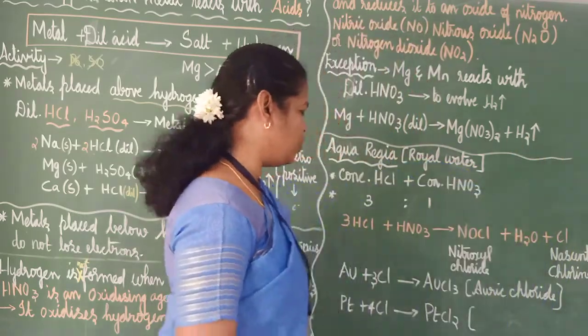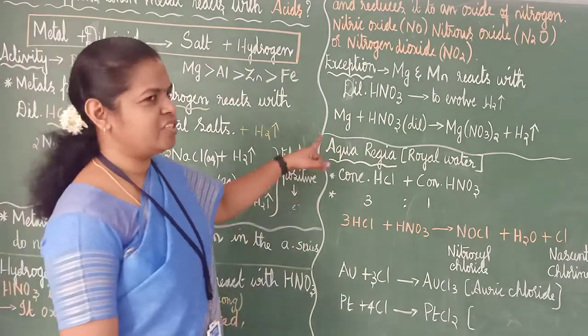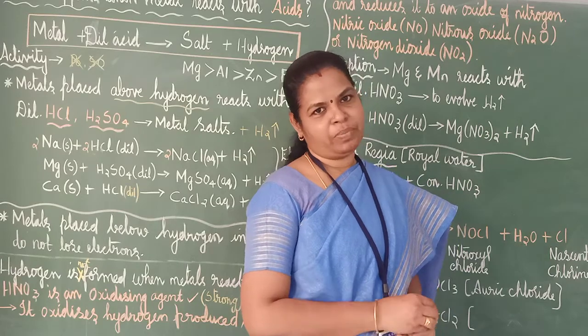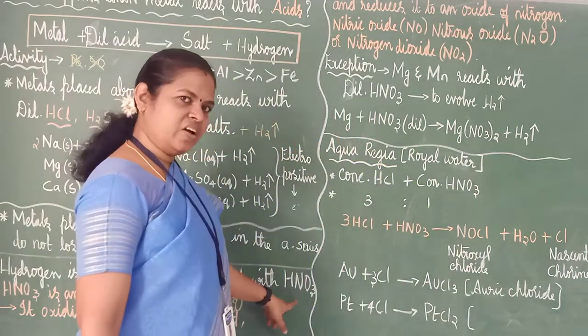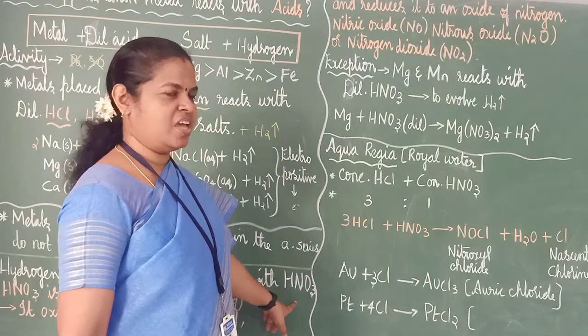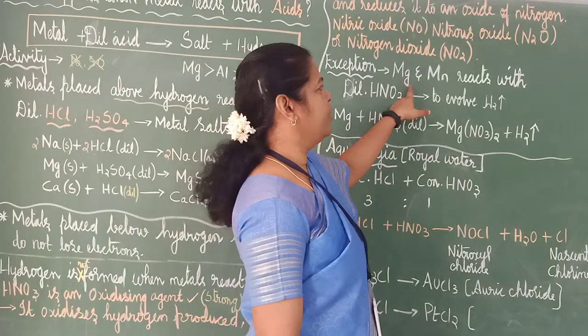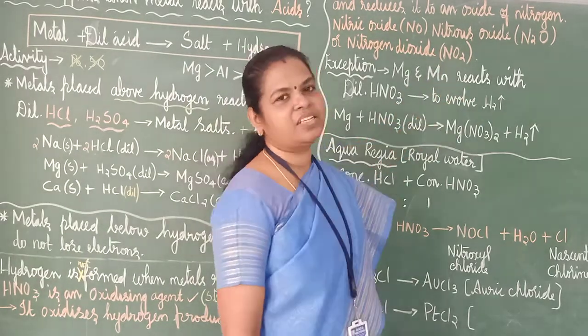Same like that here I told that all the metals, what will happen? They will not react. But see here, two exceptions, magnesium and manganese. Even though HNO3 is a very strong oxidizing agent, what will happen? Magnesium and manganese will react with it and they will produce hydrogen.